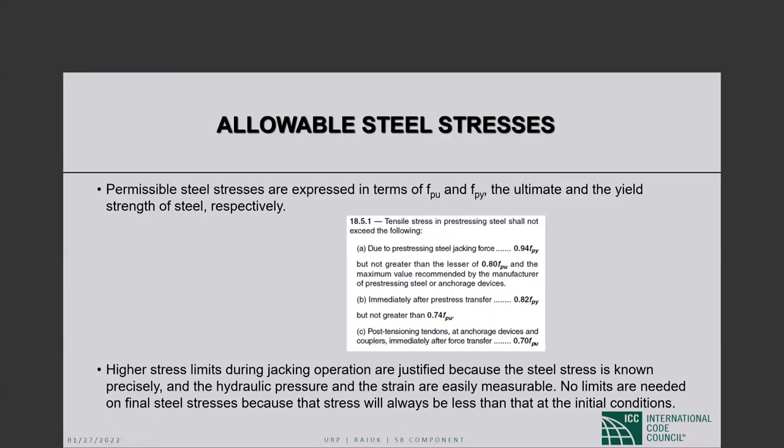So why are there no limits on the final service stresses? The question may come up. Good question, right? These are all initial conditions, because the thought is that at the end of the day, at the service condition, the stress in the prestressing will be lower. And there's no need to check that, because these are okay. Hopefully those will be okay as well.